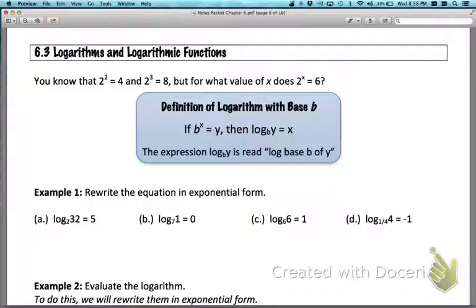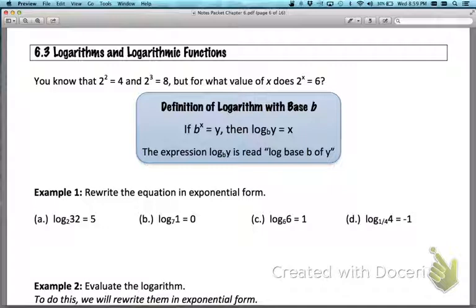But for what value of x does 2 to the x equal 6? Well, 2 to the second is 4, 2 to the third is 8, one's too low, one's too high. It's got to be something in between, but how do we figure out what that something is? That is where the logarithm comes into play. The logarithm is the inverse function of the exponential function.